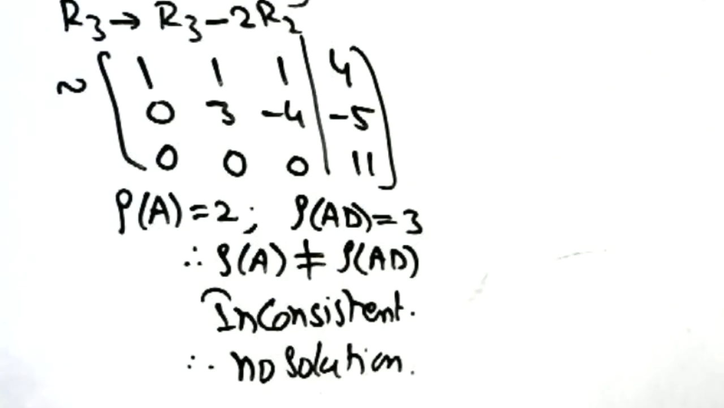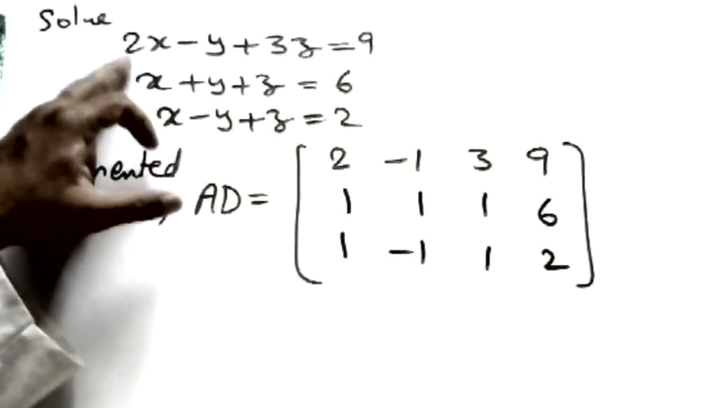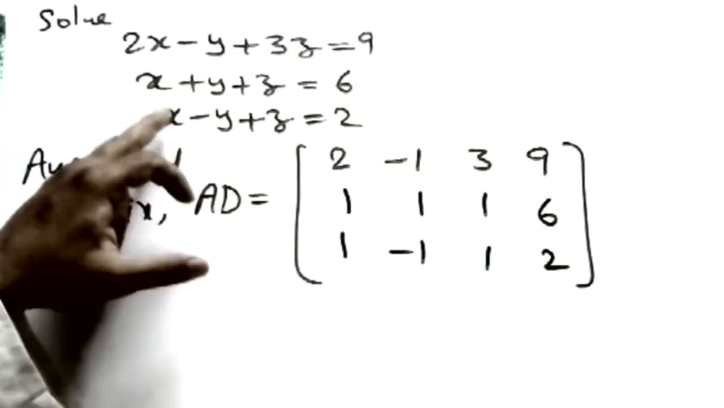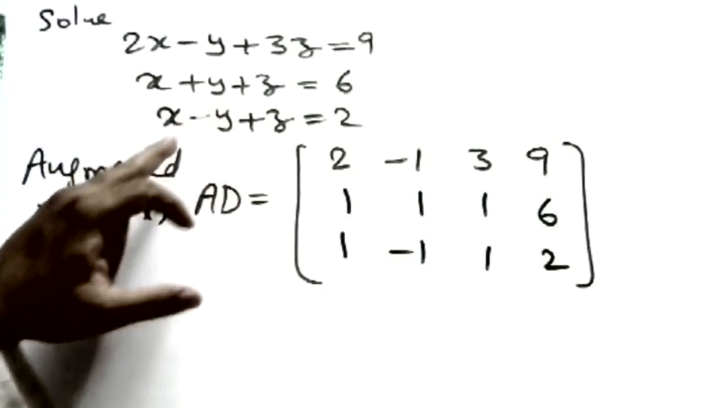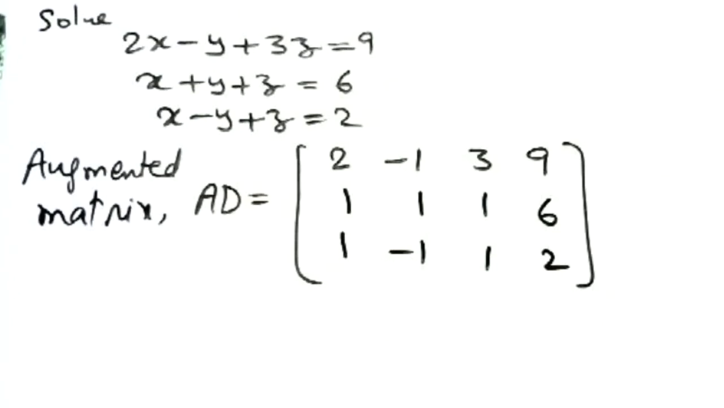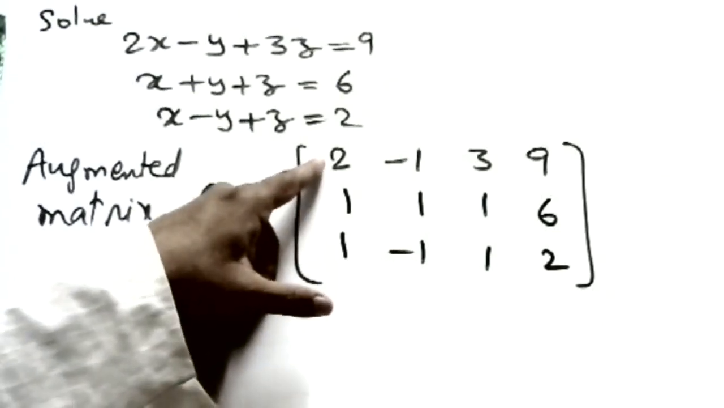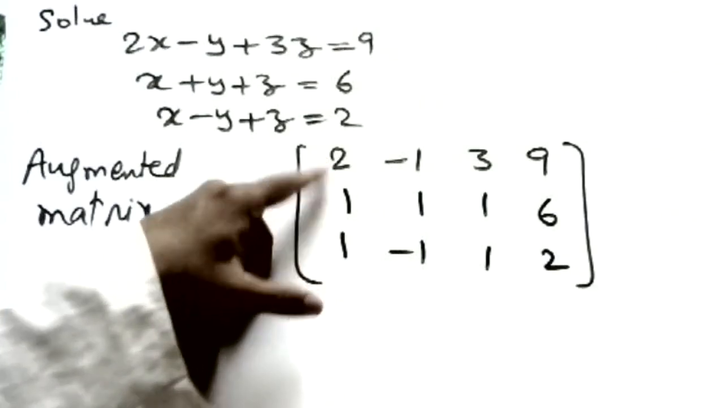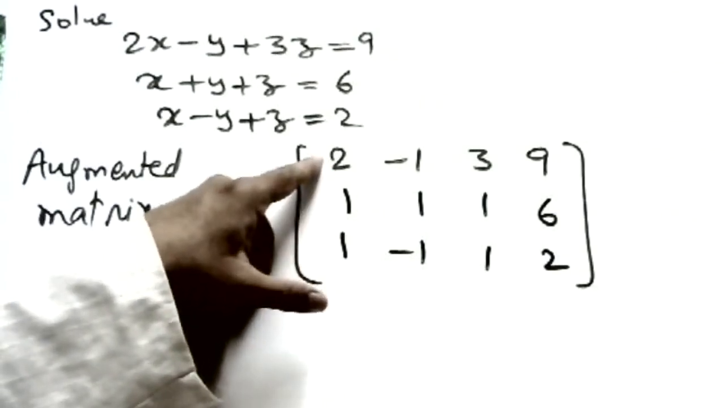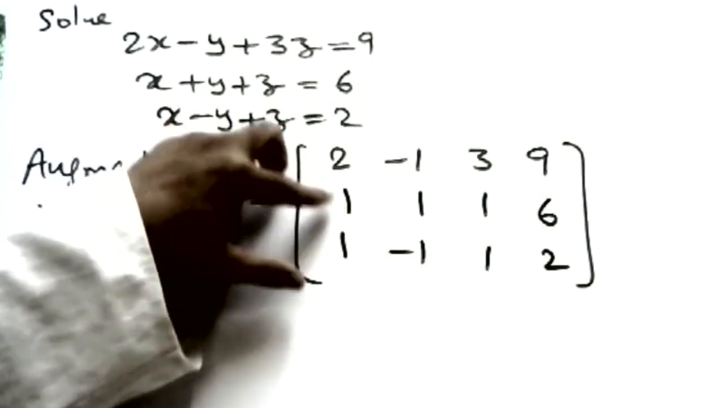So let me do one more question. See, one more question is there on the board. Now I have written the augmented matrix: 2 minus 1 3 9, 1 1 1 6, 1 minus 1 1 2. See here, first step we have to make these two zeros using R1. But if in place of 2 we change this to 1, it will be easier to make zeros. Let me change here.